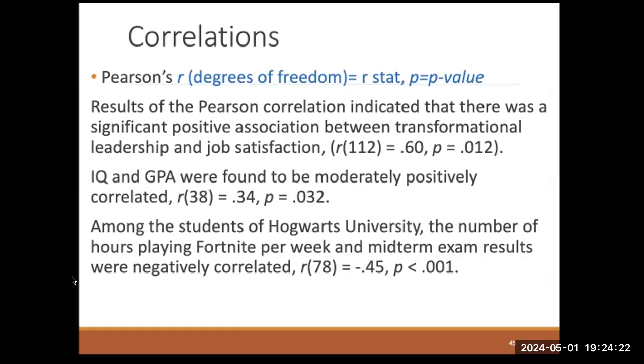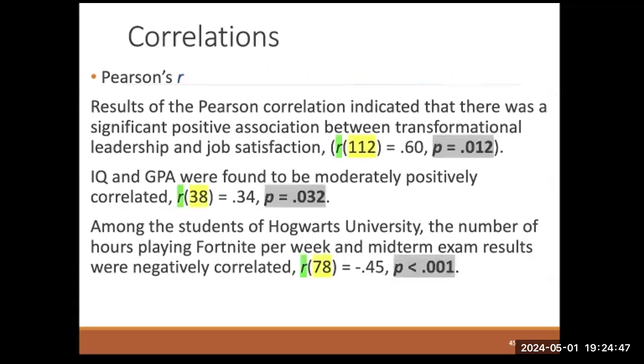And then the last one, among students of Hogwarts University, the number of hours playing Fortnite per week and midterm exam results were negatively correlated. So there were 80 people involved, right? 78 plus 2. R equals negative 0.45. So it's moderately negatively correlated. And P is less than 0.001. So that means very high confidence that this did not happen by chance.